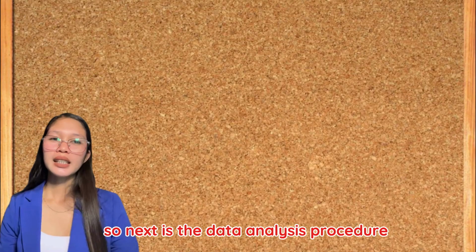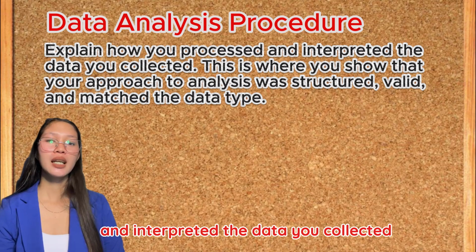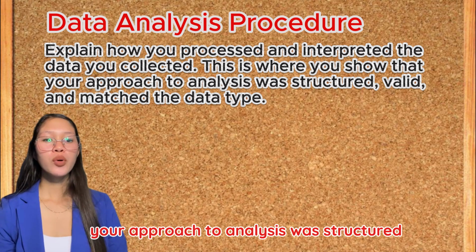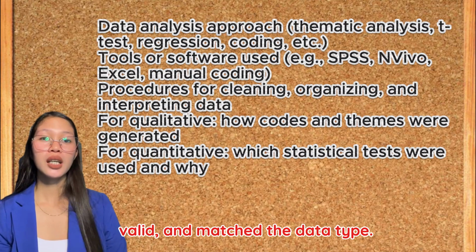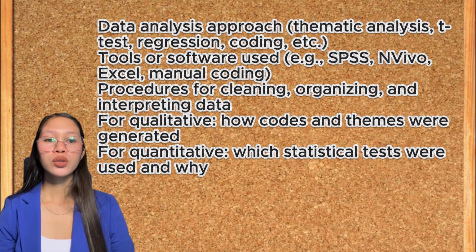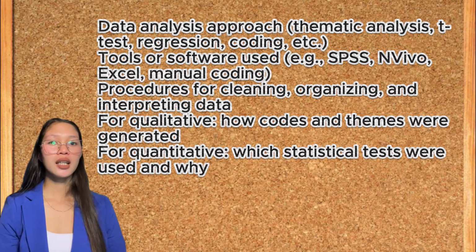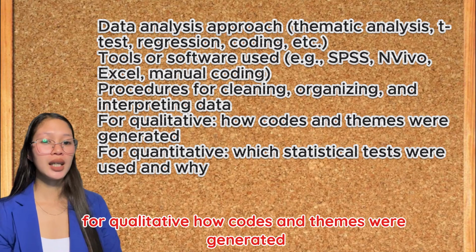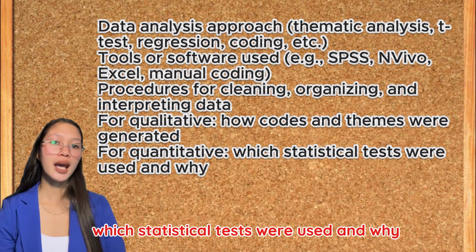Next is the data analysis procedures. It explains how you processed and interpreted the data you collected. This is where you show that your approach to analysis was structured, valid, and matched the data type. This includes the data analysis approach, the tool or software used, and the procedures for cleaning, organizing, and interpreting data. For qualitative, how codes and themes were generated. And for quantitative, which statistical tests were used and why.